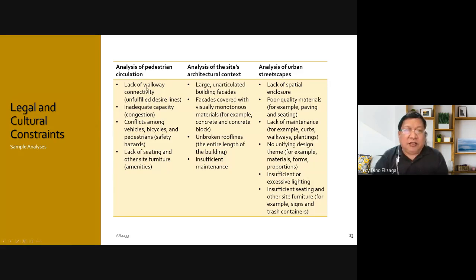These are some of the examples of analysis that can be done considering these constraints, legal and cultural. You can do an analysis of pedestrian circulation. What you will look for probably is whether there's a lack of walkway connectivity, inadequate capacity, your roads are very small and there are so many cars or people using them, conflicts among vehicles, bicycles, and pedestrians, whether they all cross the same path, making it difficult or unsafe, and lack of seating and other site furniture.